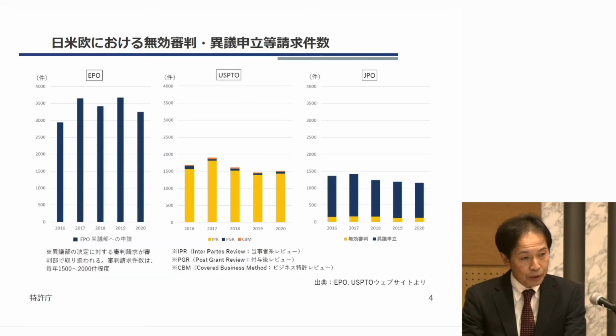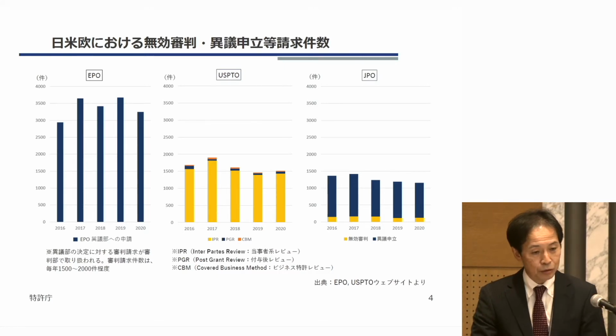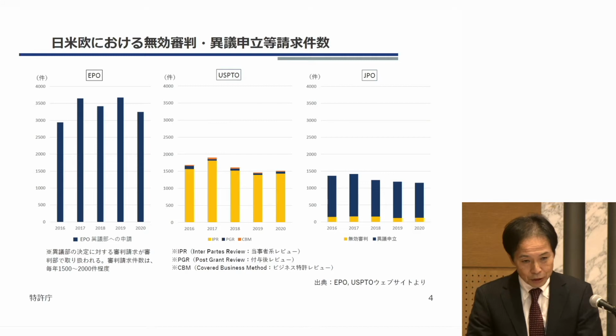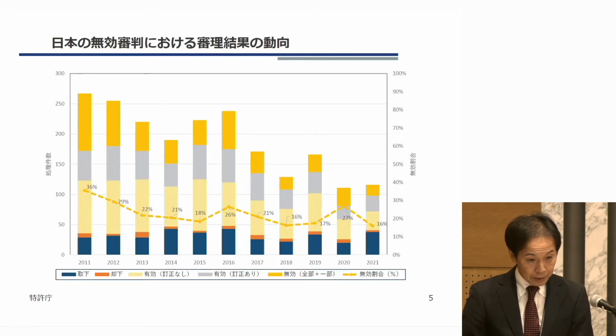So this is a comparison between Japan, America, and Europe. The systems are different, but this is just a general idea. In Europe, it's a two-stage process, and there are around 3,000 to 3,500 cases. In America, most of the cases are IPR cases. And in Japan, as I've said before, you can see the data here.